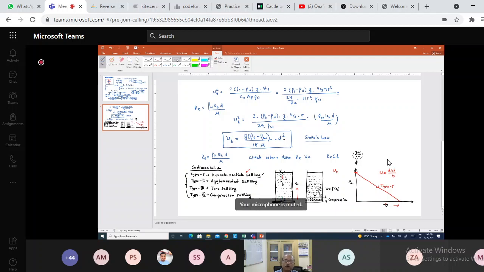Now if we talk about agglomerative settling, because the velocity will increase as the time progresses, then obviously you'll get a curve like this. So this will be a parabolic curve, because as the time progresses, the velocity increases, and this is what you get. And so this is type 2 settling.